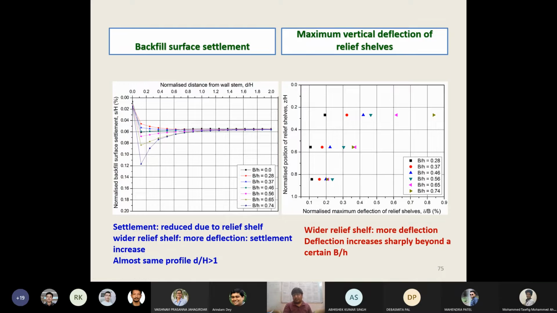major vertical deflection of relief shelf we noted in the uppermost relief shelf, and once we keep on going downwards, we noted that the deflection of relief shelf is somewhat lesser compared to the relief shelf which is placed on the topmost position. Why am I highlighting this point? Because this will be just opposite to the other finding, I will be discussing why this is important.